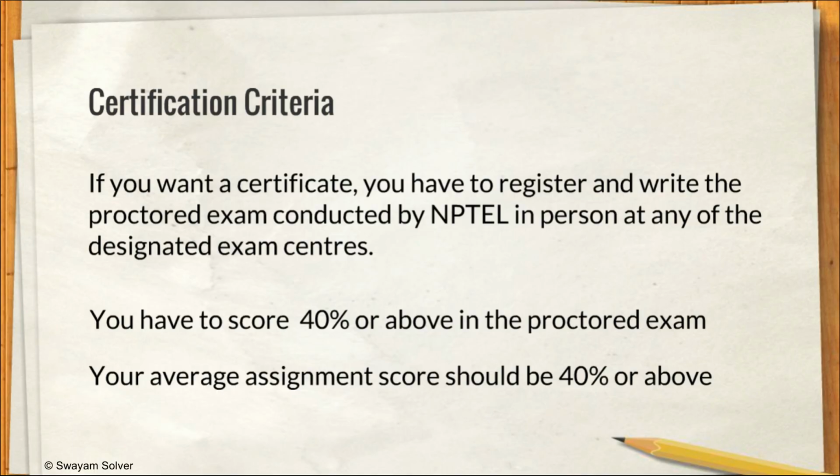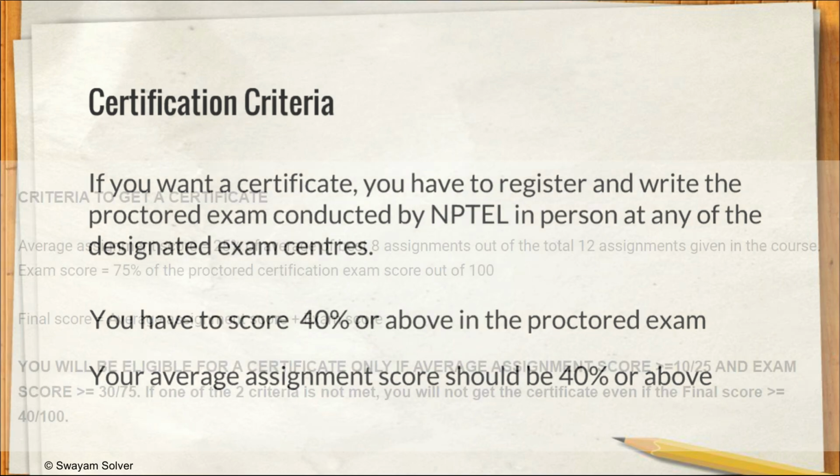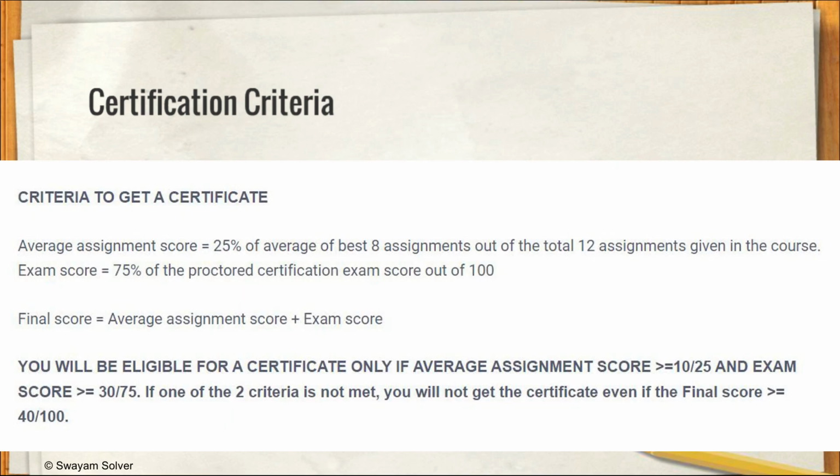And how do you calculate this average assignment score? NPTEL considers only the best 8 assignments out of the 12 assignments given in the course. The remaining 4 assignments are just ignored. They are not even considered. So just take out 8 assignments out of the 12 in which you have scored your best. Okay? Leave the remaining 4 assignments as if they don't exist and calculate the average of these 8 assignments which you have selected. The average mark should be at least 40%.